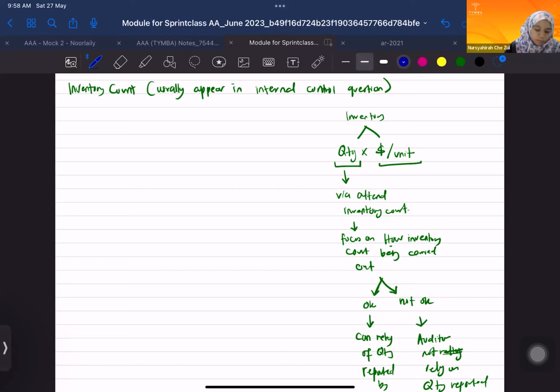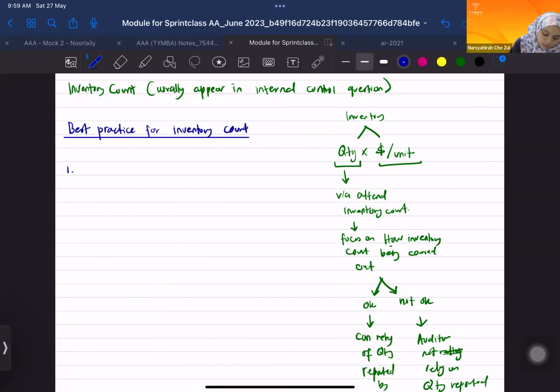Okay, right now, what is the best practice? Sorry, I want to ask my masterclass students, I haven't gone through the inventory count cycle, right? Okay, so best practice for inventory count.